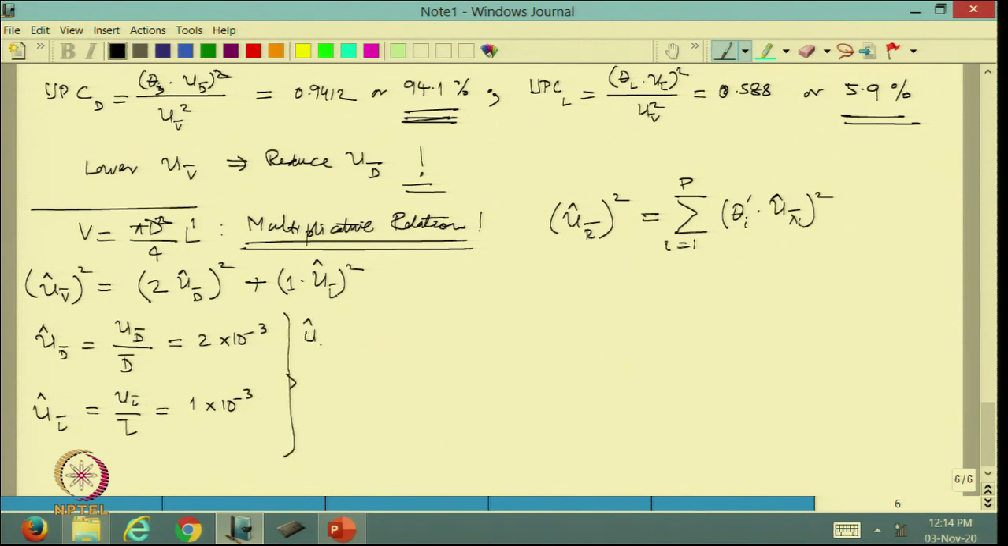we will get u hat v bar square is equal to 4 multiplied by this 2 into 10 to the power minus 3 squared, which is 4 into 10 to the power minus 6, plus 1 squared into 1 into 10 to the power minus 3 squared, which is 1 into 10 to the power minus 6. And when we do this calculation, you will find that u hat v bar will be 4.1231 into 10 to the power minus 3 meter cube.